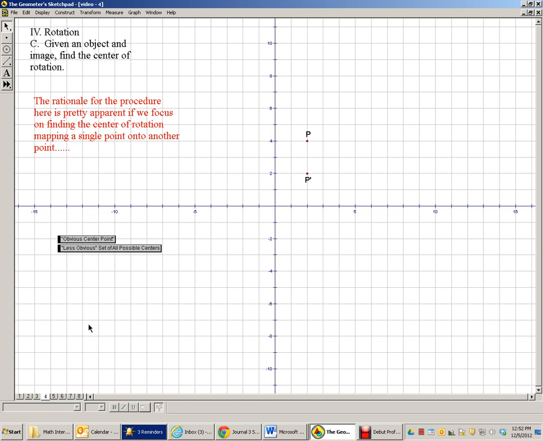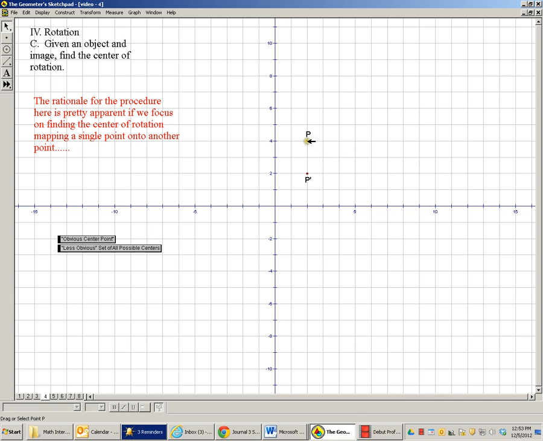Now here's another tricky thing that those students are going to be expected to do. If you give them an object and its image, they need to find the center of rotation and the angle of rotation, which is kind of tricky. Now, I want to slowly build the rationale for the procedure that we do to find the center and angle of rotation when you're given the object and the image. It's somewhat intuitive if we focus on rotating one point onto another point.